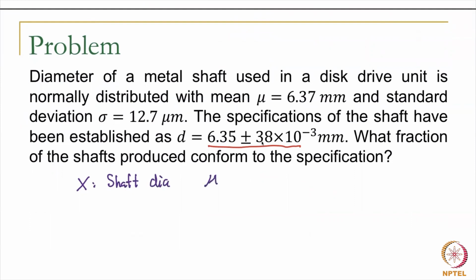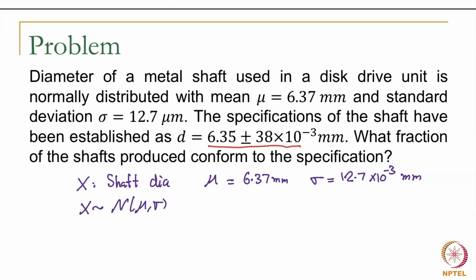What do we know? We know mu of X is 6.37 mm. We know sigma is 12.7 into 10 power minus 3. I'm going to write everything in mm. Now we also know that X is normal with, of course, mu and sigma as our mean and standard deviation.